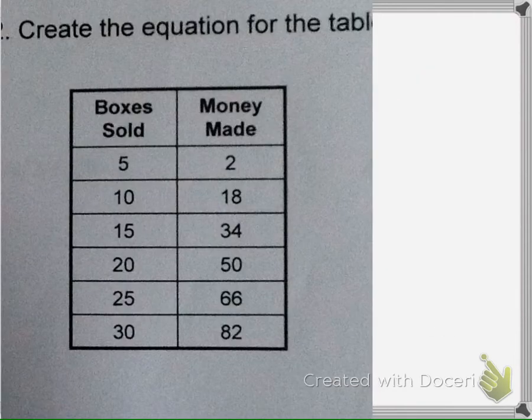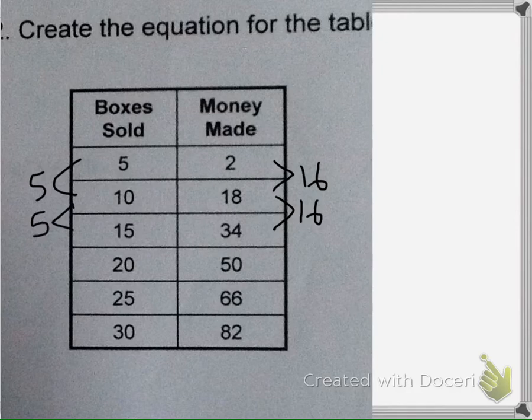Moving on, an equation from a table. First thing I do is put in my carets. This is counting up by 16 each time. My x is counting up by 5 each time. I do y divided by x, or rise divided by run. 16 divided by 5 is 3.2. So this is my slope.